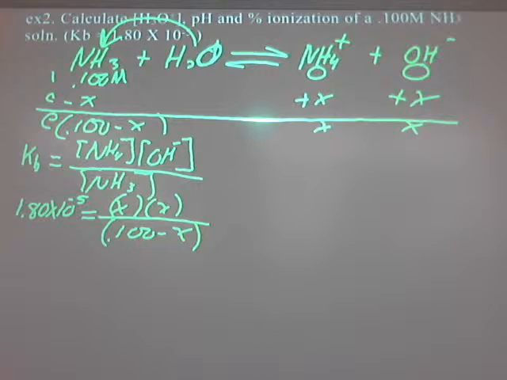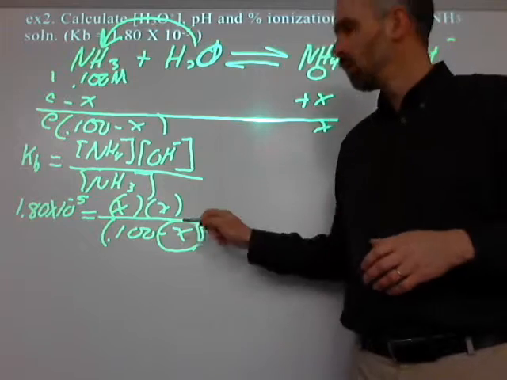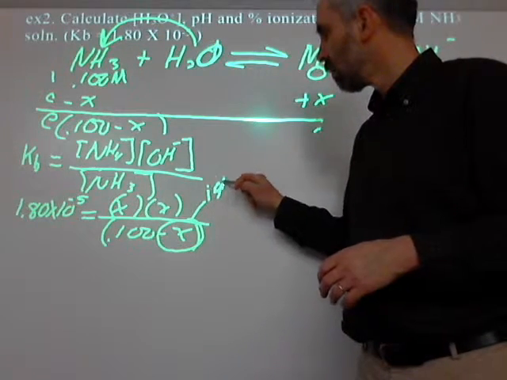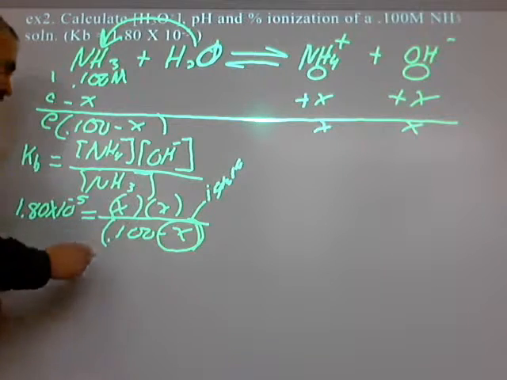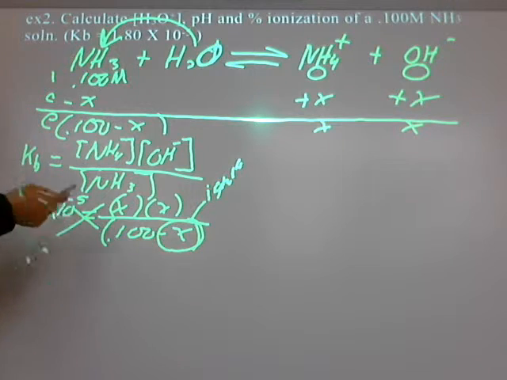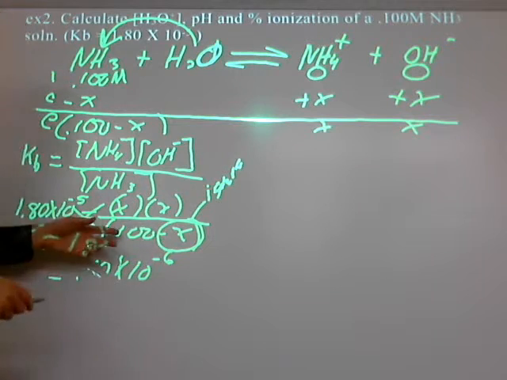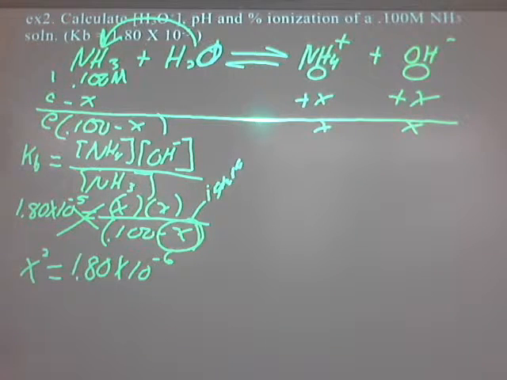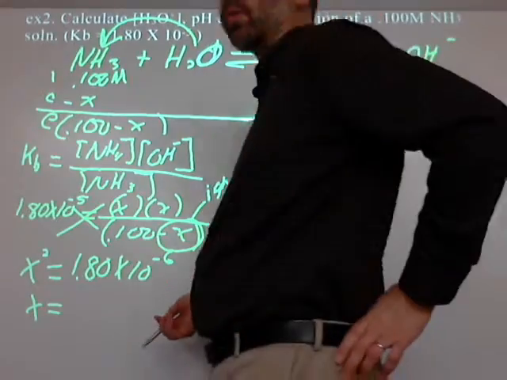Now, what's nice about this? Same logic as before with the simplifying assumption. I can ignore this X. If I ignore that X, I get rid of him. The problem becomes, just cross-multiplying, X squared equals 0.1 times 1.8 times 10 to the negative fifth, which will be 1.80 times 10 to the negative 6. Because multiplying by 0.1 is going to make it one space smaller, right? And then X is going to be the square root of that, which is what?